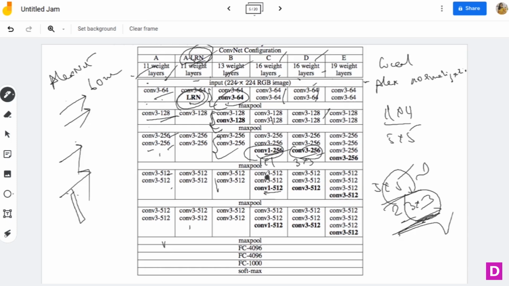So again here 2 3 cross 3 and 1 cross 1, here you have 3. If you see the final 3 layers that I was talking about, they are the same. You have 3 fully connected layers and 1 softmax layer. They are going to remain the same. Everything else above, they keep changing. These 3 are constant. Then you have finally 19 layer weight. So you have these 3.